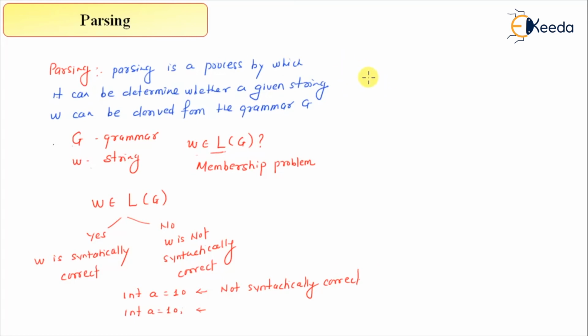Now there are two categories of parsing, two categories of parsers. The first one is top-down parsing. This term we have used so many times. And the second one is bottom-up parsing.